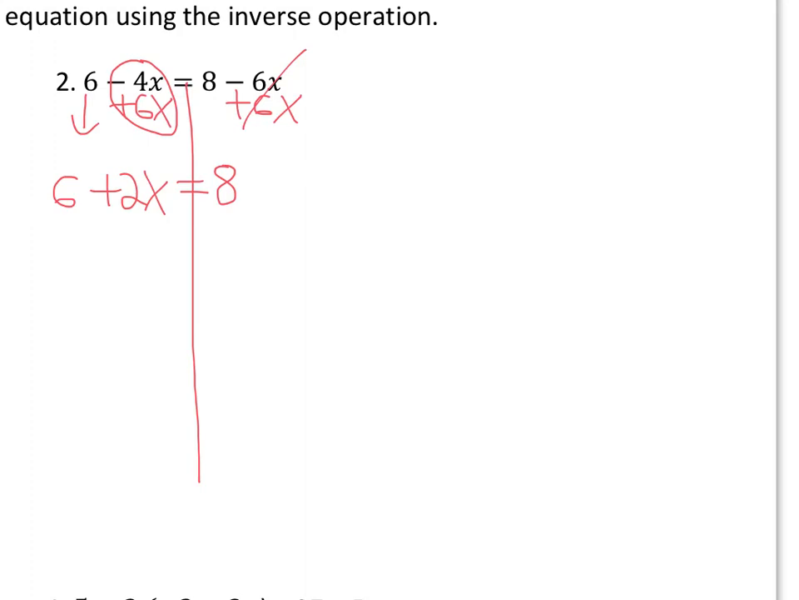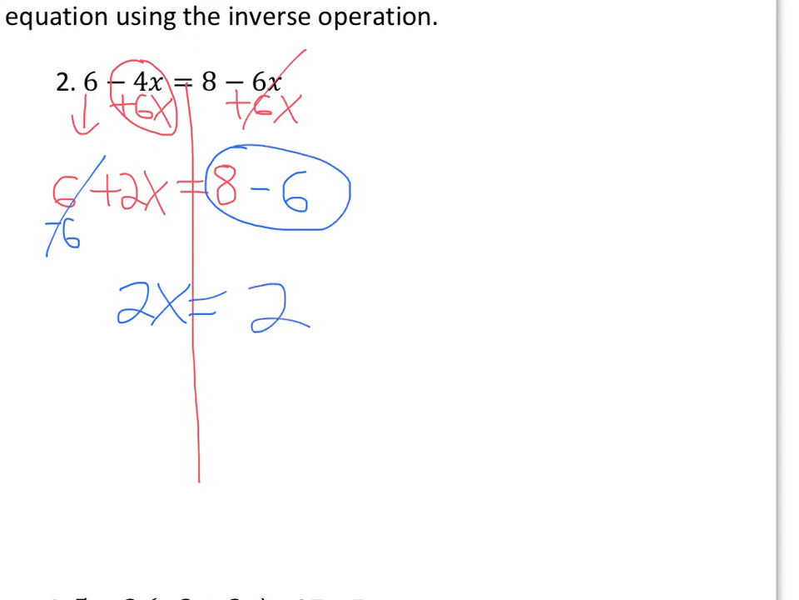Now, this should be very easy. This should be automatic for you. So now I'm just going to focus on the left side because the variable's only on the left side. I'm going to subtract 6. That goes away. Subtract 6 there. So I have 2x equals, this 8 minus 6 is 2. And then I divide both sides by 2. And 2 divided by 2 is 1.